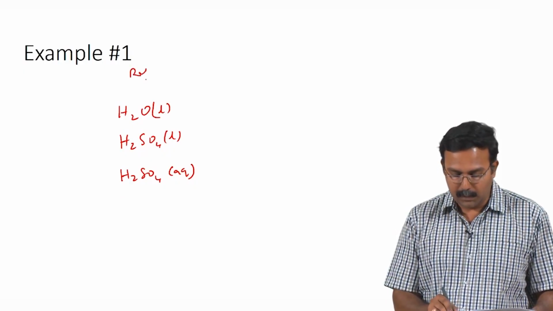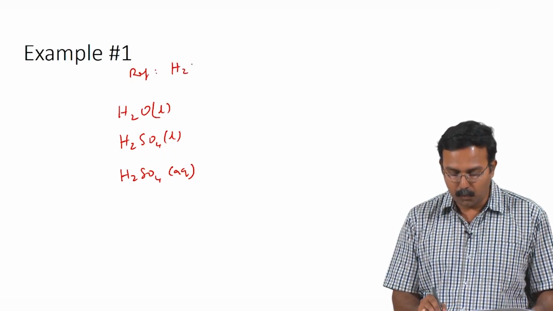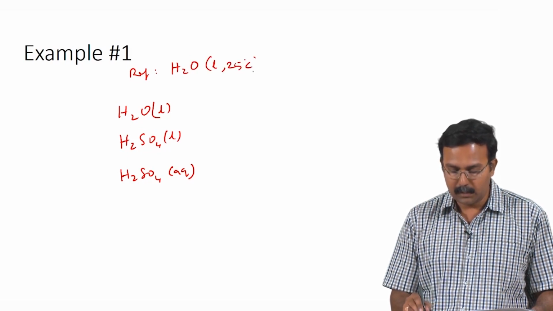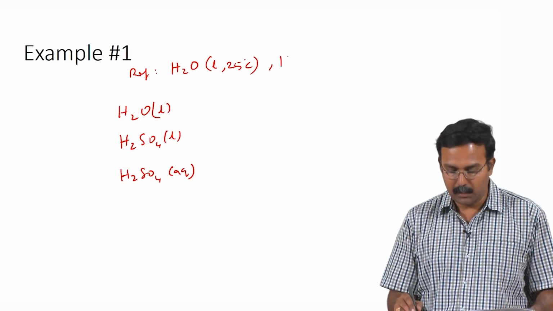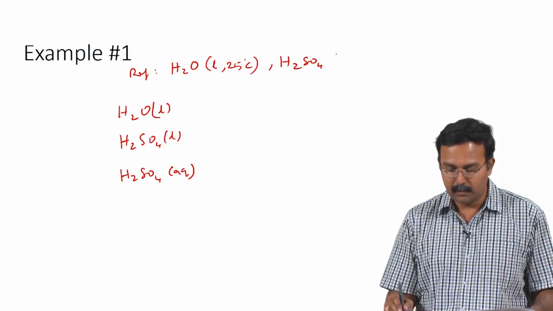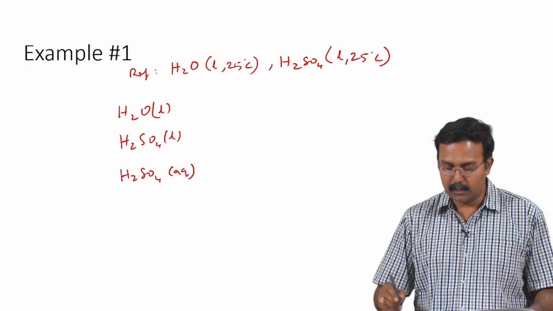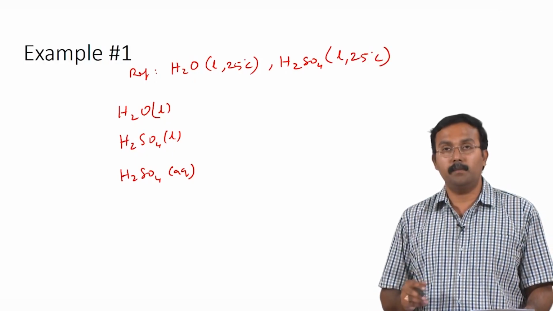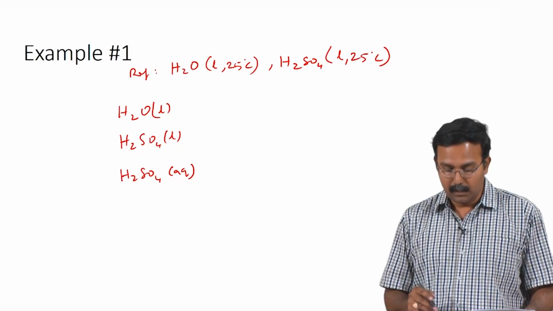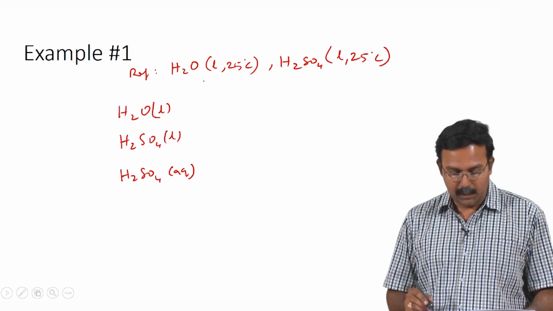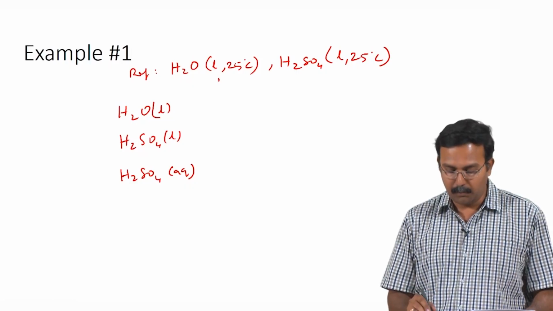So, here we will take the reference states as water liquid at 25 degrees Celsius and 1 atmosphere, and sulfuric acid again a liquid at 25 degrees Celsius. So, these are the pure components which are being taken as the reference states. So, let us look at the number of moles of water and sulfuric acid which have to be supplied.